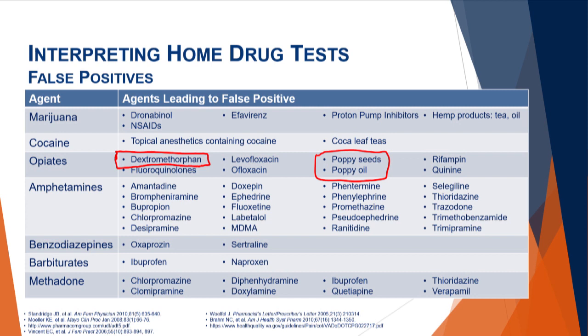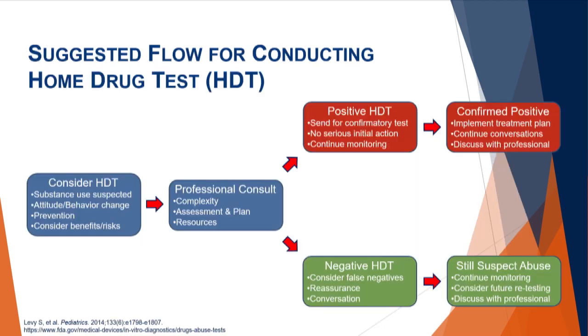With amphetamines, there's many common prescription drugs that can lead to false positive results, but there's also some over-the-counter medications that can lead to false positive results, such as pseudoephedrine or Sudafed. So again, this just highlights the very complex nature and multiple things that can cause false positive results when interpreting these tests.